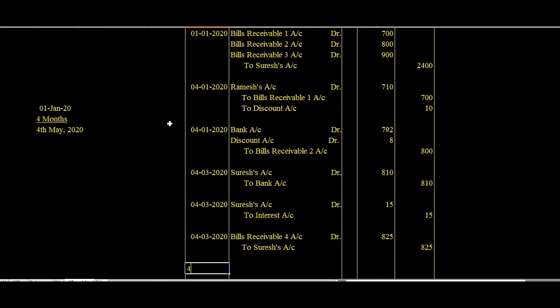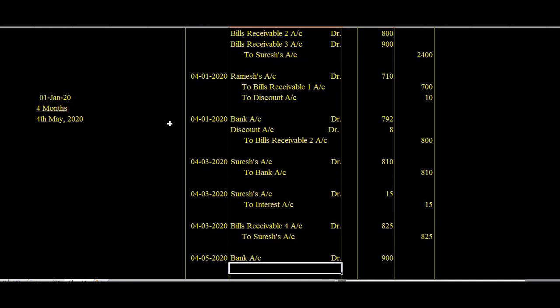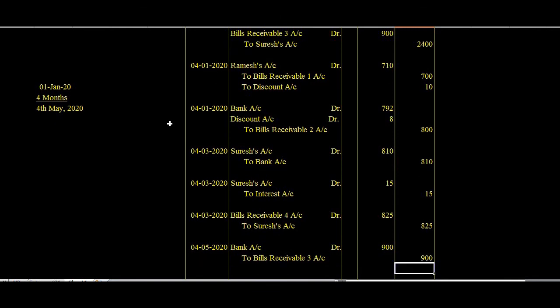So on 4/5/20, we are receiving money. So bank account will be debited. The amount of the third bill was 900. We had retained it. So to bills receivable 3 account, and the amount is 900.